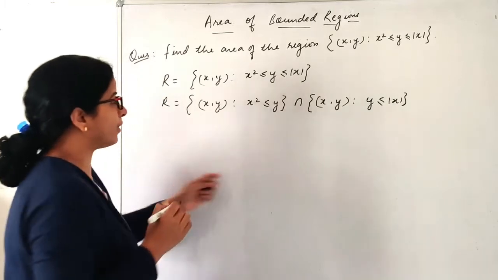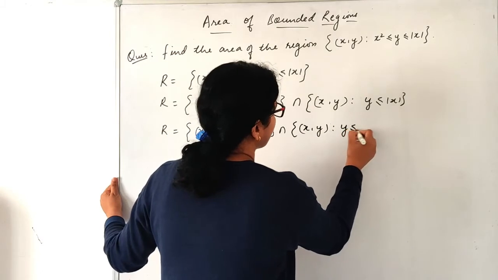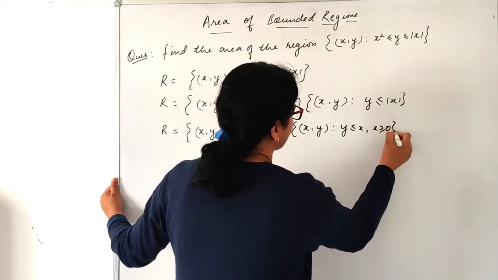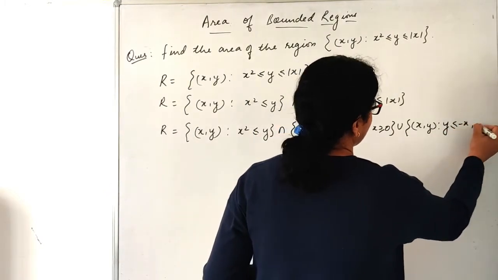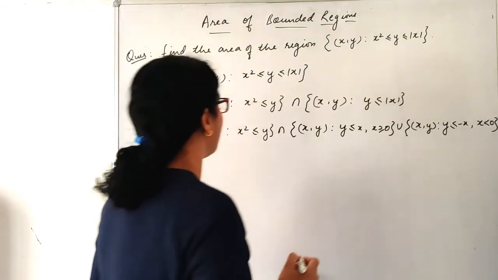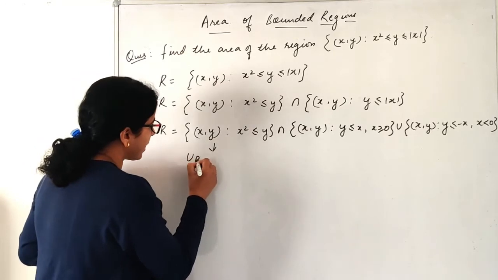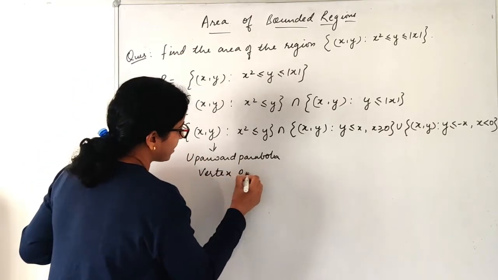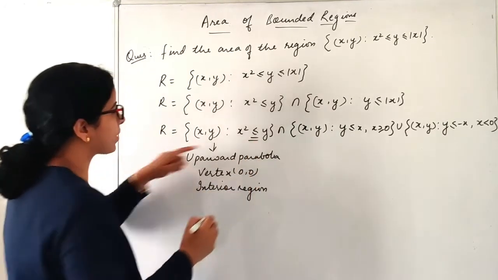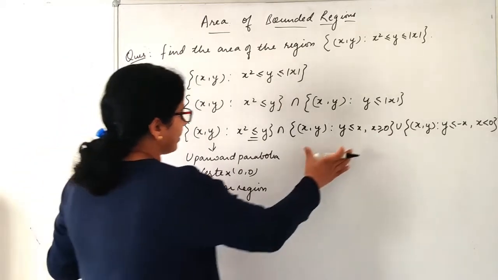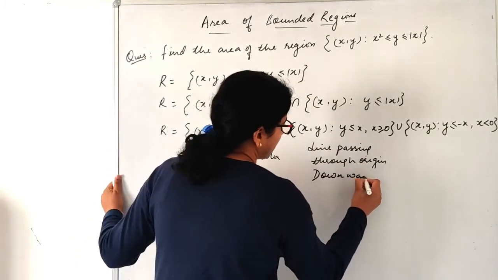Now further I can write this as (x, y) such that y is less than or equal to x when x is greater than or equal to 0, union (x, y) such that y is less than or equal to minus x whenever x is less than 0. Okay, so these are my three regions, right? So the first region represents the upward parabola with vertex (0, 0), and we have to take the interior region of the parabola, because x square is less than or equal to y. Now this is a line passing through the origin, correct? And in this case it will be the region below the line.